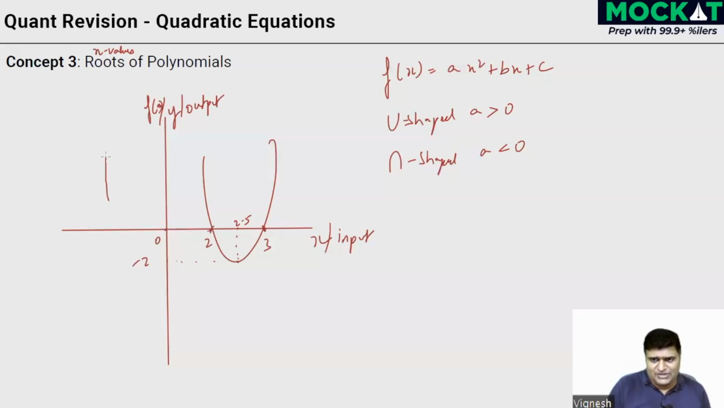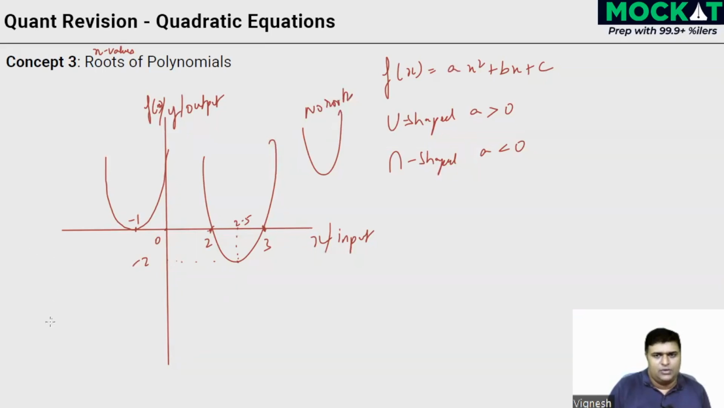It could also be touching it and going, which means how many roots are there? There are 2 roots here as well. This could be minus 1. There are 2 roots, but both are equal at minus 1. That's what it means. If the curve doesn't touch the x-axis at all, then there are no roots.